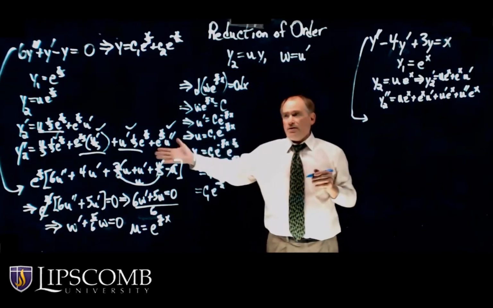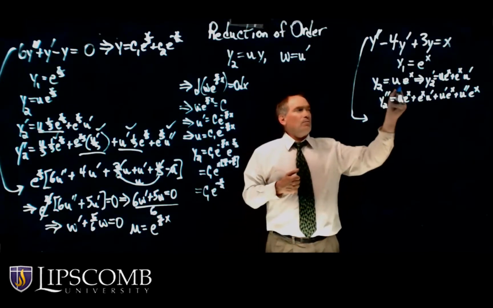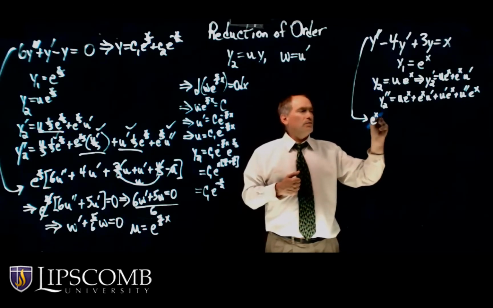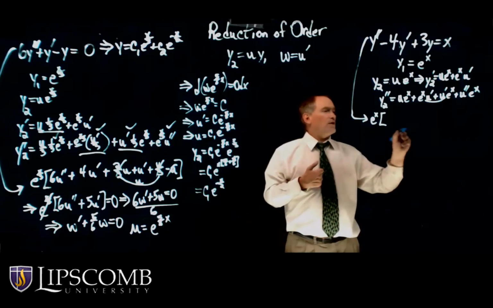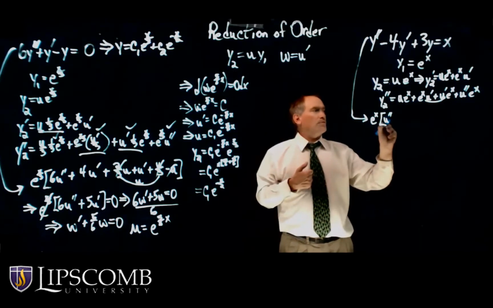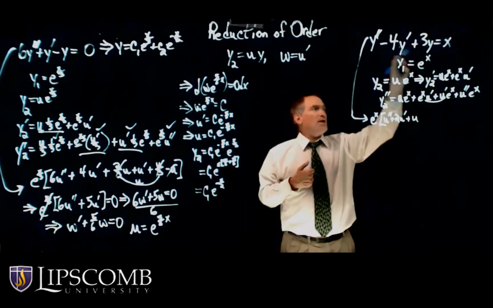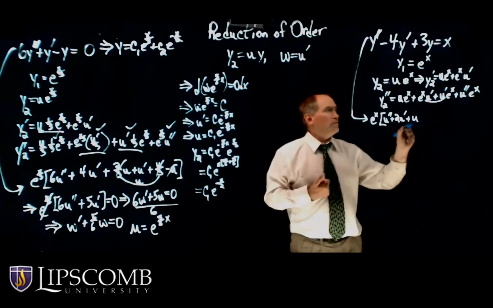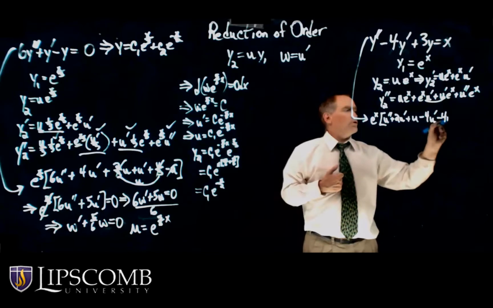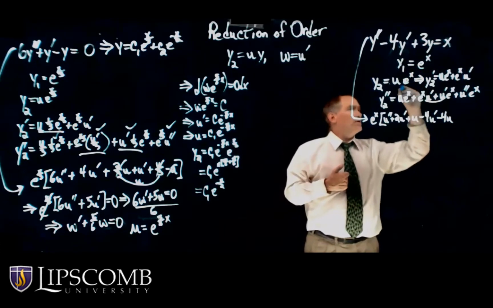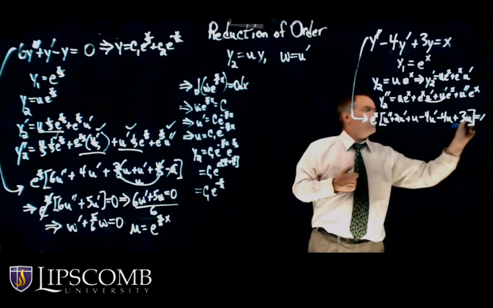I'm going to do what I did on this other example. Everything has an e to the x in it. So I'm going to pull out the e to the x. So it would be y double prime. Again, I noticed that there's two of these guys. So this would be u double prime plus 2u prime plus u, minus 4 times the first derivative. So that'd be minus 4u prime minus 4u plus 3 times the first one. And that's supposed to equal x.